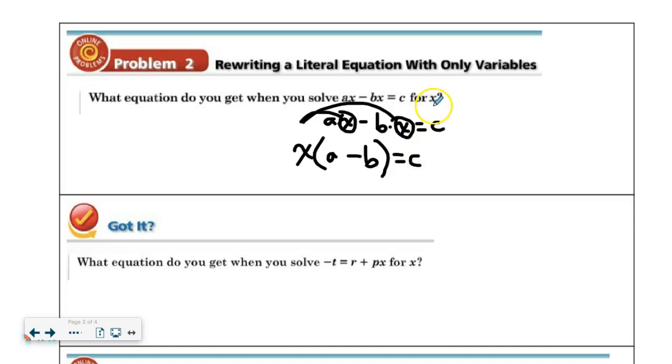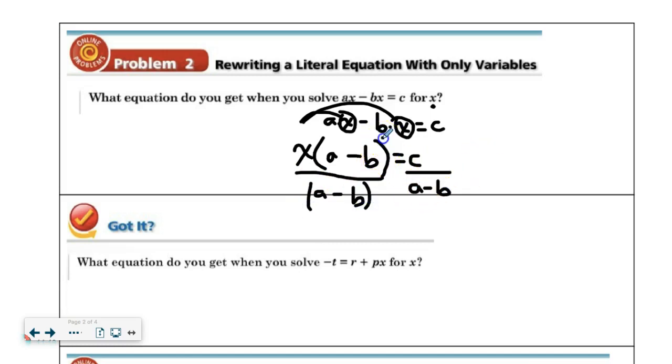Now, what am I supposed to be doing here? I'm supposed to be solving for x. So x is being multiplied by this quantity, which means if I divide both sides by that quantity, then I'll be able to isolate x. And to me, it makes no difference if you have it in parentheses or not. If it makes you feel better, great. Put it in parentheses. It's really not necessary.